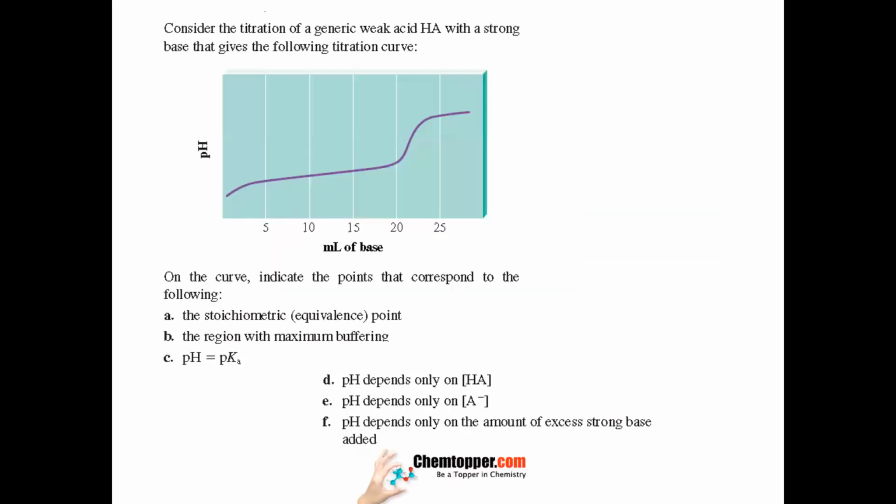Can we do this question now? Consider this titration curve of a weak acid with a strong base. Here is the base. So indicate the equivalence point. Where is the equivalence point? Okay, I'm marking the points here: A, B, C, D. So which point indicates the equivalence point?